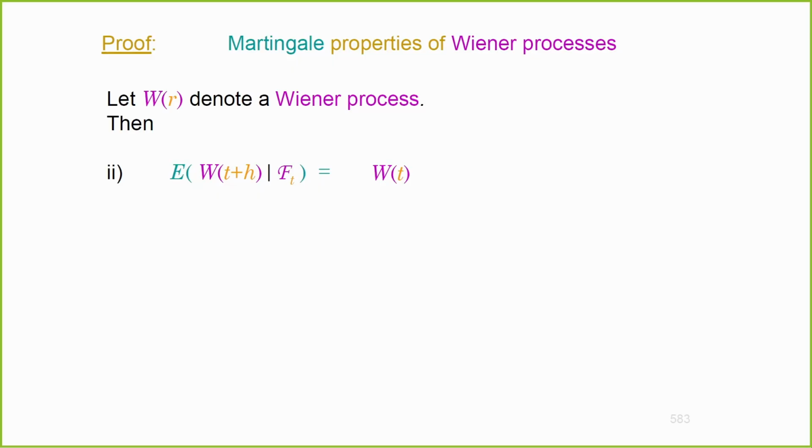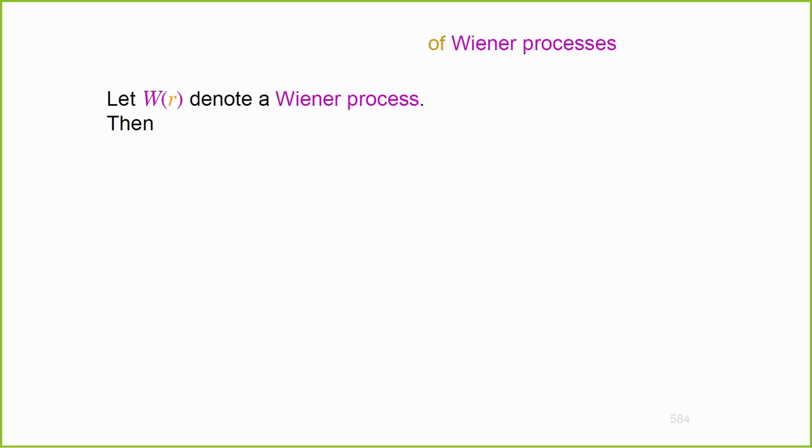Now, since the expectation of the absolute value is finite and the conditional expectation is equal to the current observation, this confirms that the Wiener process is indeed a Martingale. Now, in addition, I'm going to also address the so-called Markov property of the Wiener process, which I haven't done before because I was not defining it.